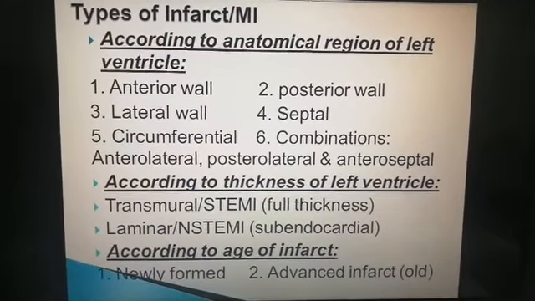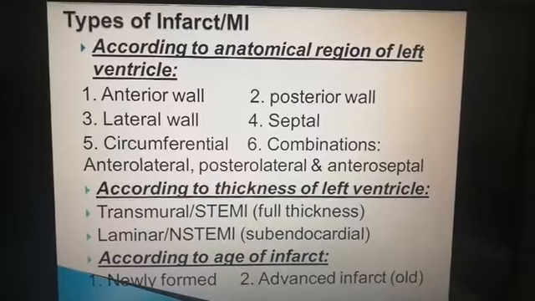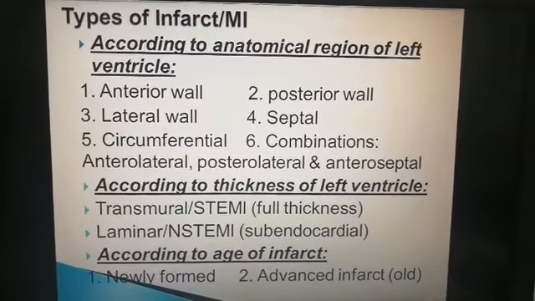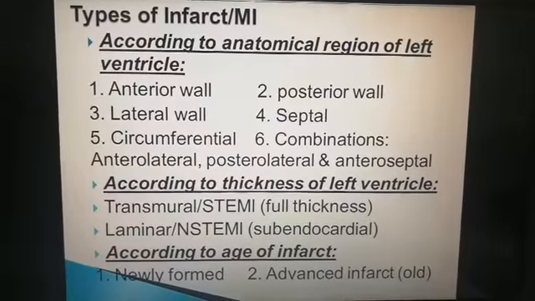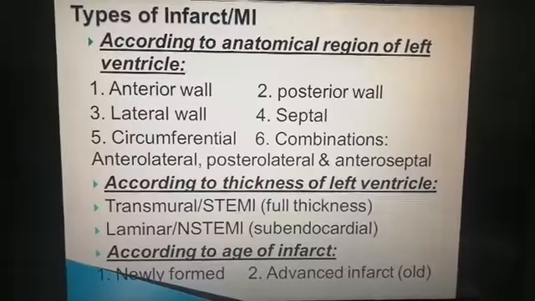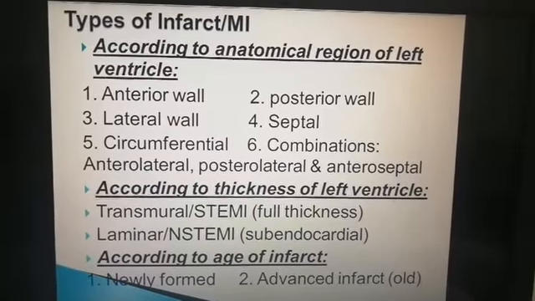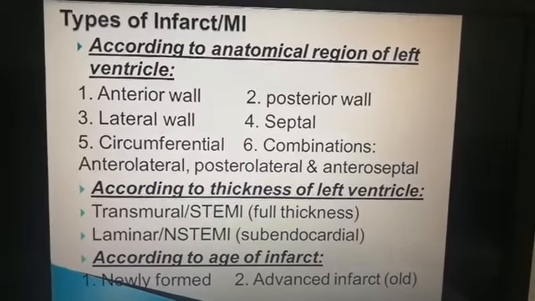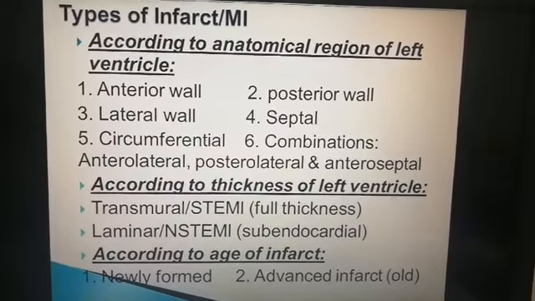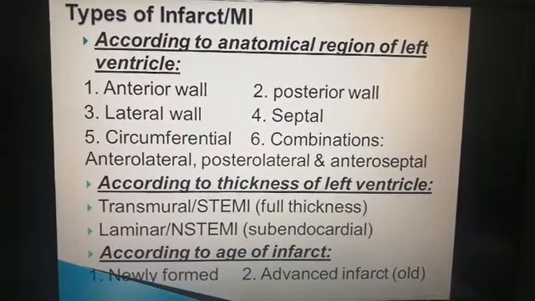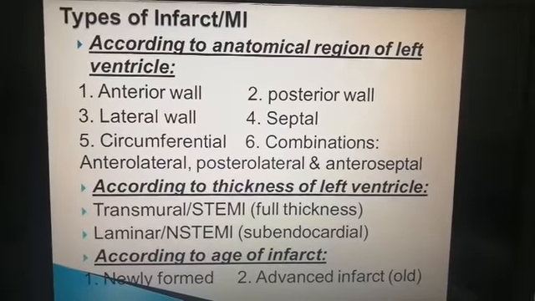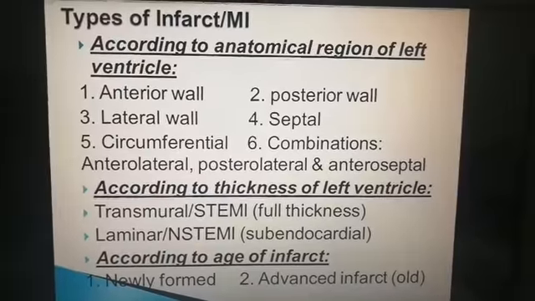And the types of infarct, or the types of myocardial infarction. Firstly, according to the anatomical region of the left ventricle, that is anterior wall, posterior wall, lateral wall, septal, circumferential, and combinations that are anterolateral, posterolateral, and anteroseptal. So there are a total of 6 types of infarct on the basis of anatomical region of the left ventricle.